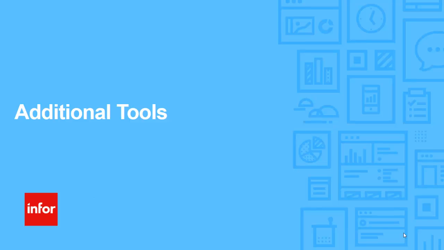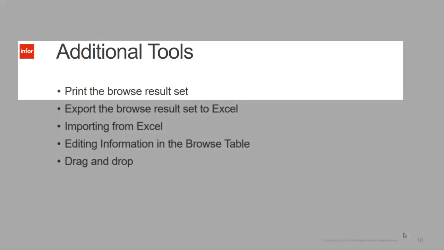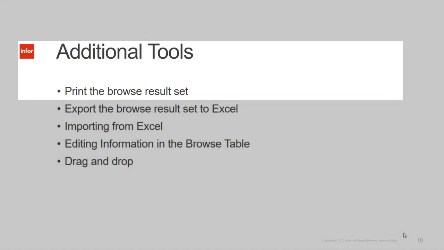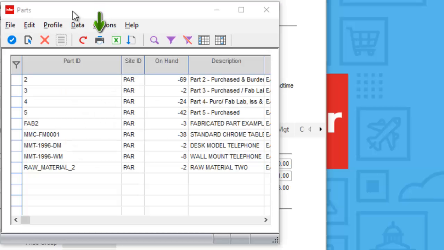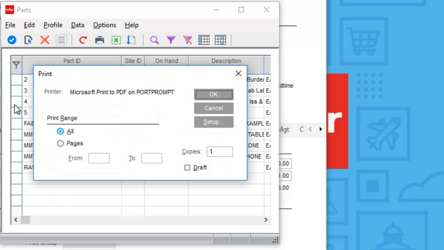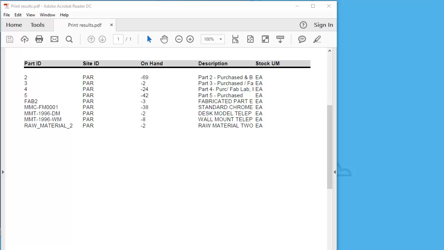The last group to review for the advanced browse will be the additional tools. In this section, we will begin with looking at Print the Browse Result Set. There are two places where you can actually go and do the printout. You can do it from the icon or from underneath the File menu. And in my options, I have decided to go through and print it to a PDF file. And here you'll notice the output, and the output is going to be limited to the first 5 columns.